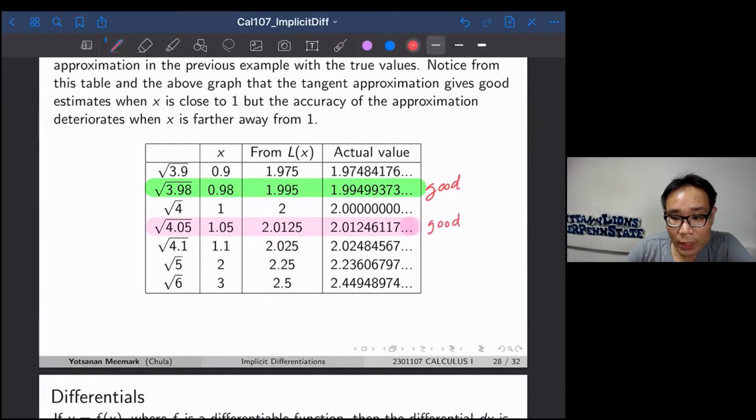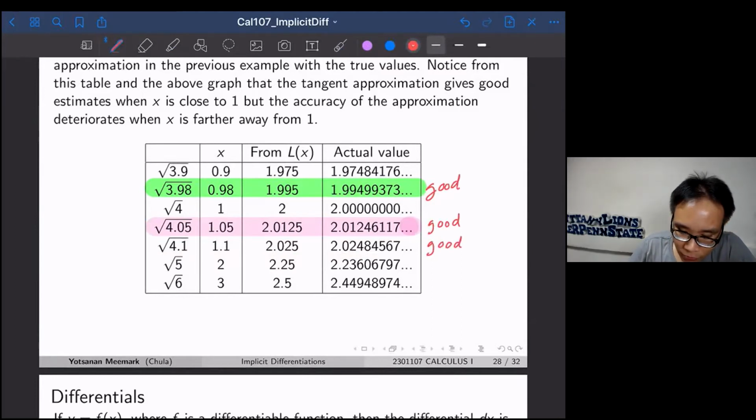Okay, and you see that square root 4.1. So if you like to compute square root 4.1, you use x equal to 1.1, put into my L(x), it is going to be 2.025. And you see that 2.025, you still get actually 3 digits correct. So this one is also good, if you want 3 digits.